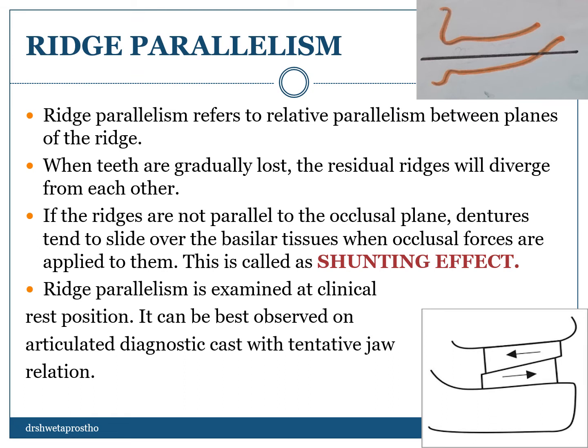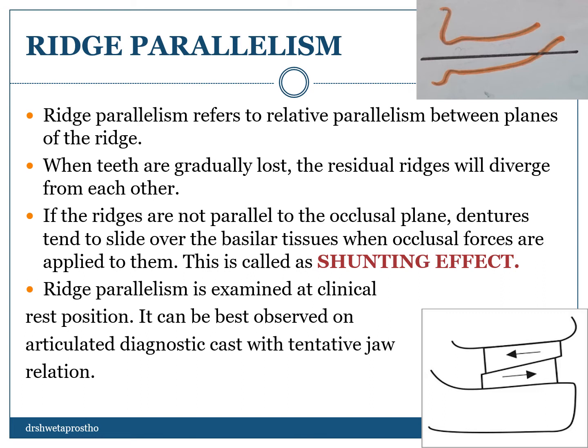Ridge parallelism refers to the relative parallelism between the planes of the ridge. You know, when the teeth are gradually lost, the residual ridges diverge from each other. One very important term that needs focus is the shunting effect. Often MCQs are framed from this. What is it? If the ridges are not parallel to the occlusal plane, what happens? When the occlusal forces are applied, the dentures tend to slide over the basilar tissues.